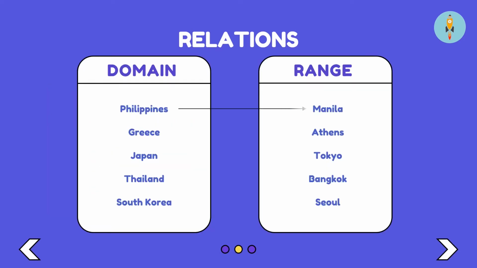For the domain, we have Philippines, and the range is Manila, Greece to Athens, Japan to Tokyo, South Korea, Seoul, Thailand, Bangkok. The set of the first coordinates of each ordered pair is called the domain of the relation. The domain of the relation R is Philippines, Greece, Japan, South Korea, Thailand. The set of the second coordinates of each ordered pair is called the range of the relation. The range of relation R is Manila, Athens, Tokyo, Seoul, Bangkok.